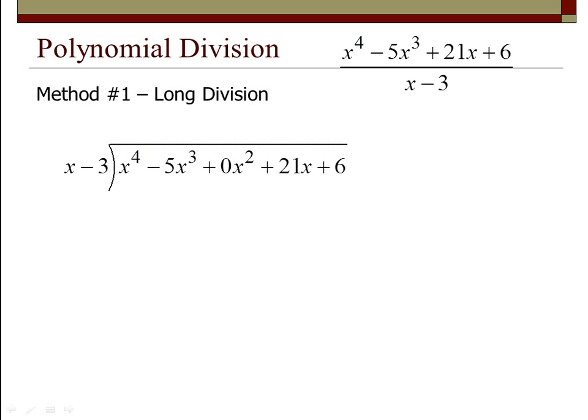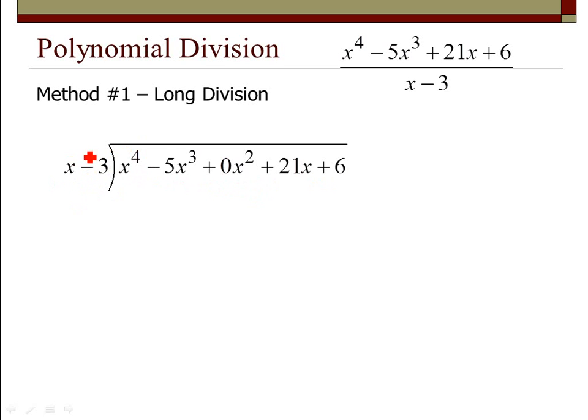So I take my terms. Now the important part here is notice that there's no x squared term here. So I need to put a placeholder in. So I'm going to have x minus 3 going into x to the fourth minus 5x cubed plus 0x squared plus 21x plus 6. Without that 0x squared, if you use this method, you're going to tend to get messed up.